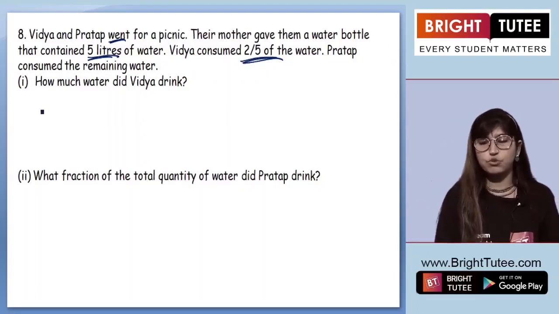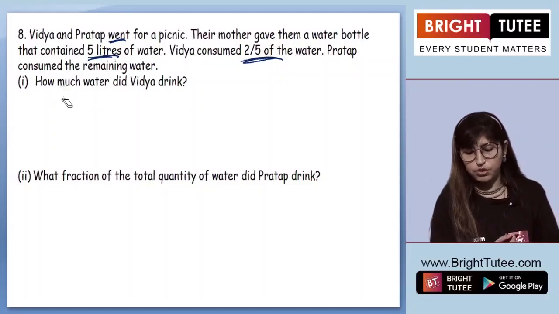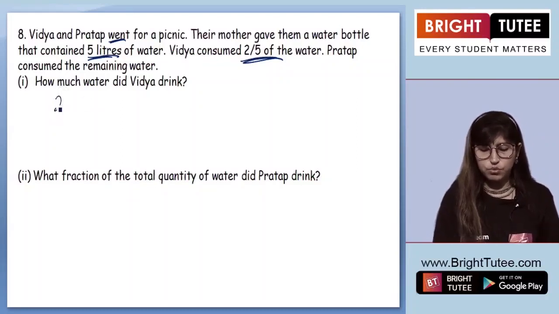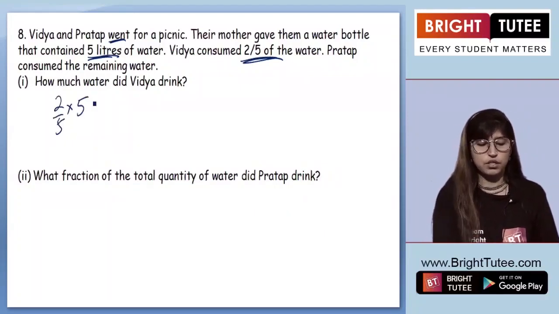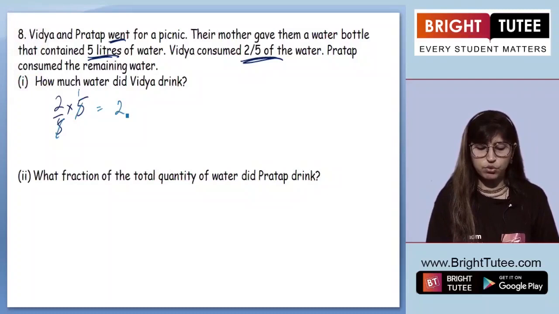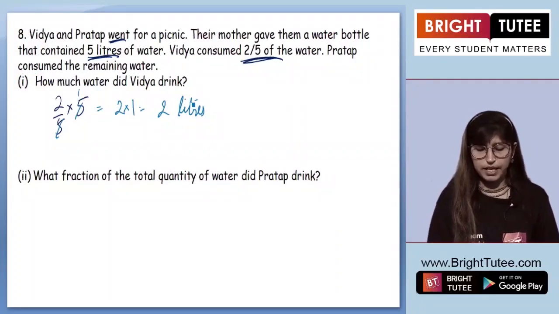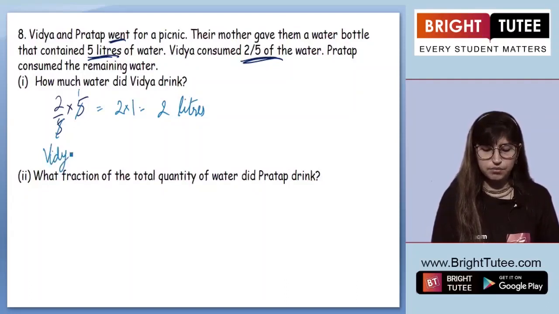So Vidya consumed 2 by 5 of the water. We'll start with writing how much water. So Vidya consumed 2 by 5 of the water and we have 5 liters of water. So we can write it down as 2 by 5 times 5. We can cancel them out. We are left with 2 times 1, which is 2 liters. So we can say that Vidya consumed 2 liters of water.